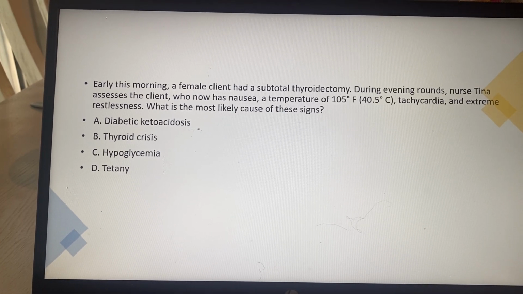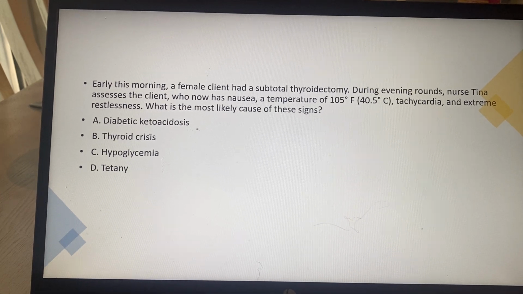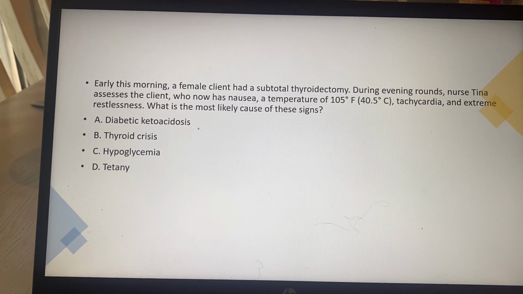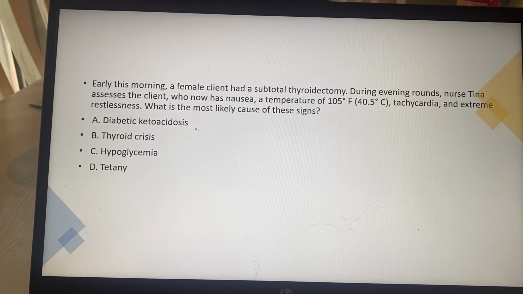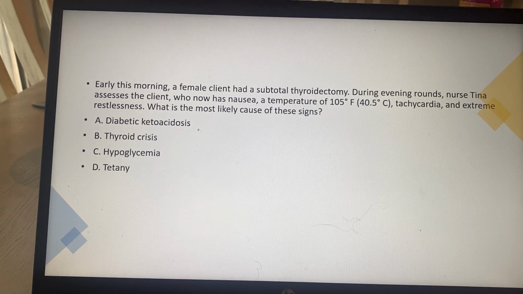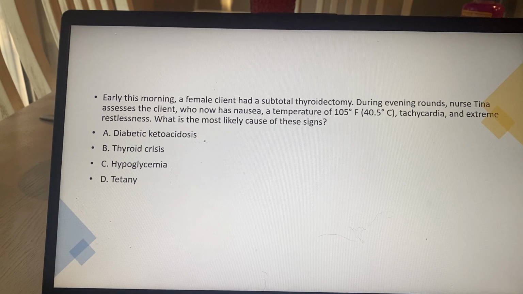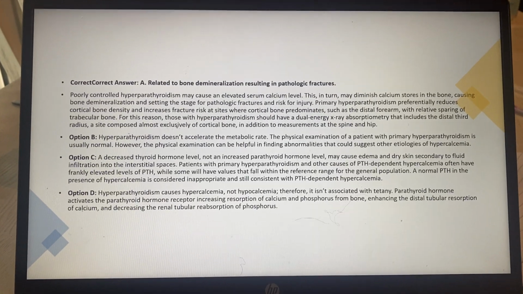Tetany, we're talking about low calcium. And typically what happens with calcium, whether it's low or high, they start having muscle spasms, right? So low calcium is associated with muscle spasms. Is that what's going on with this client? No, they had a thyroidectomy, thyroid removal, subtotal thyroidectomy. There's something going on with their thyroid. They're actually in thyroid crisis.